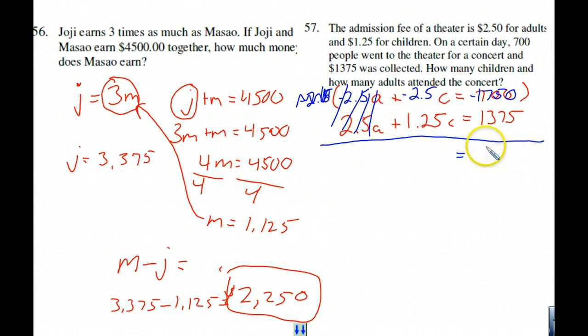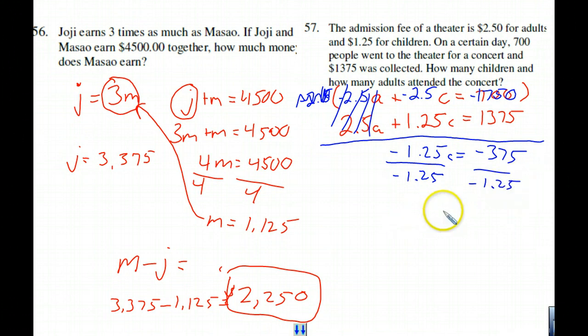And we can simplify the left first. We'll get negative 375, and negative 2.5 plus 1.25 will equal negative 1.25c, and we divide both sides by that. We'll end up with 300 children. And if we know 700 people went total, and 300 were children, we need 400 adults.